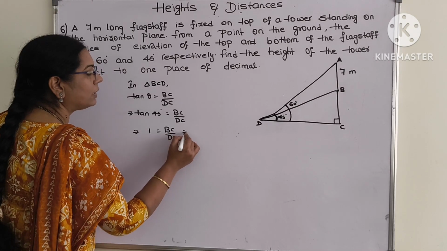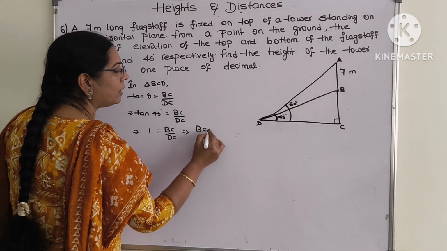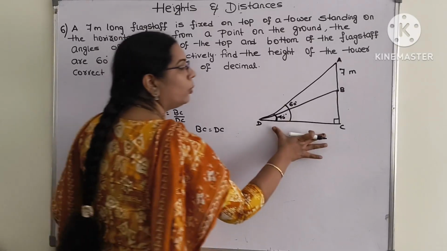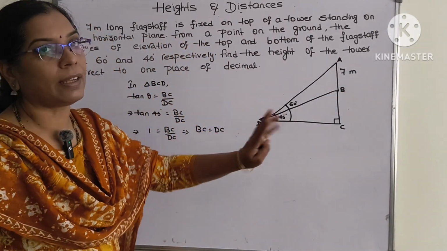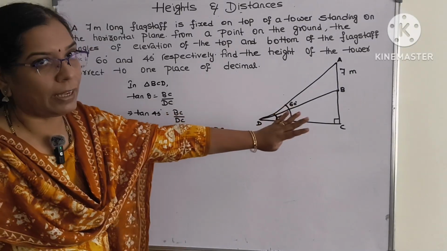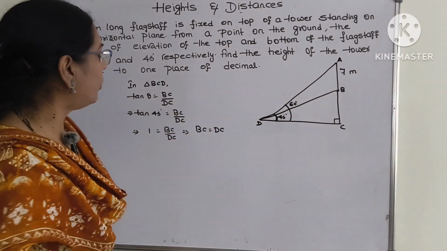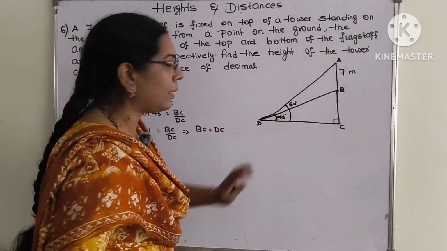So basically what is that? BC is equal to DC. So both the height of the tower and the distance between the observer and the tower are the same. Even though the diagram doesn't look like it, ignore it. So both are the same.